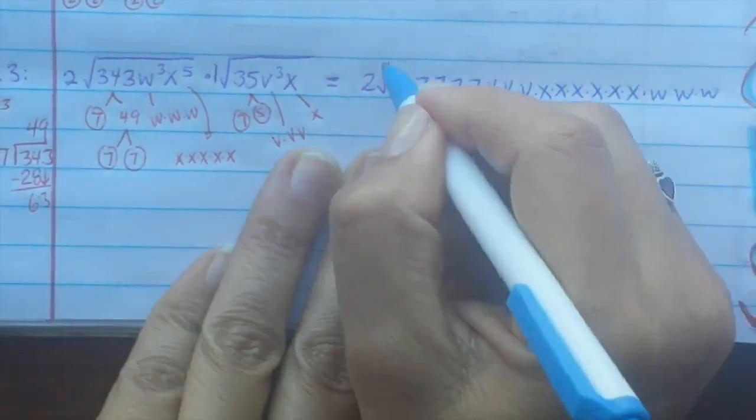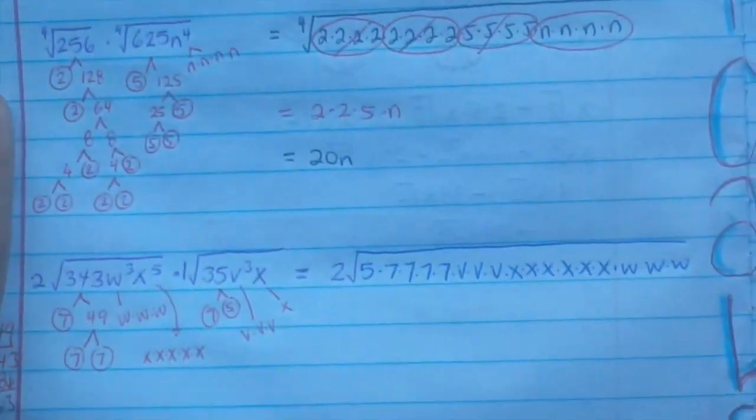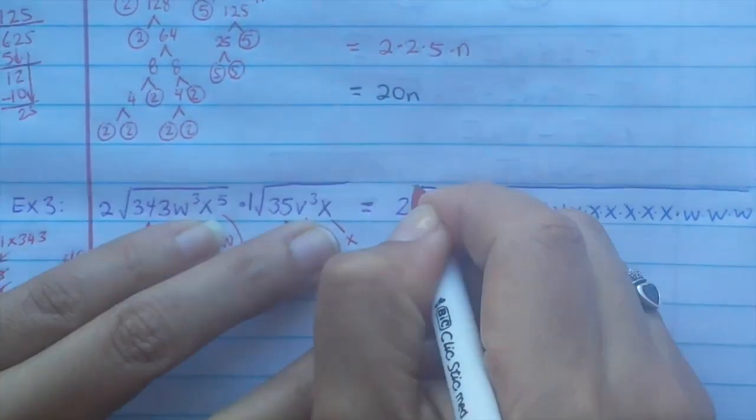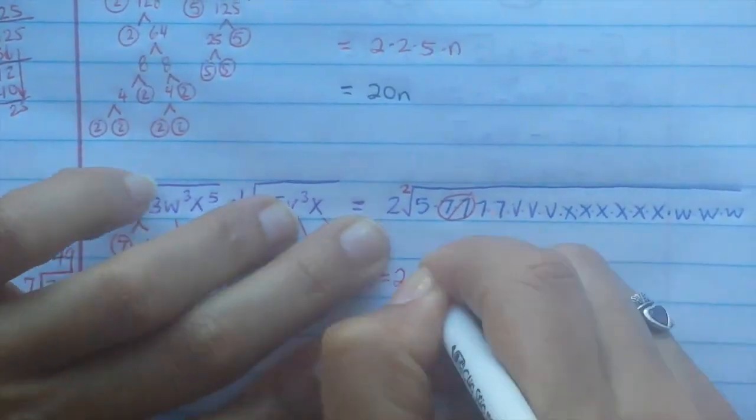All right, how many cards make a book in this question? 2, because there's an invisible 2 there. All right, so once we put them under one radical, let's go ahead and simplify. 2 cards make 1 book. So we're going to put 2 times 7.